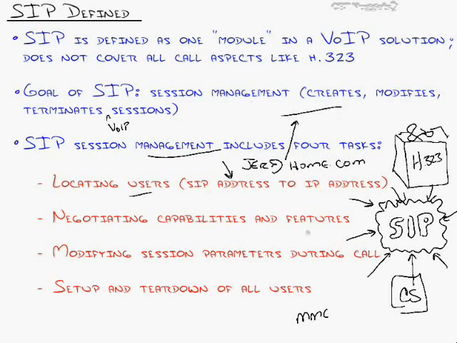It negotiates capabilities and features, very similar to H.245 of the H.323 protocol suite, so it still does feature negotiation. It can modify the parameters during a call, so you change audio codecs, you put somebody on hold, conference calls, those kinds of things. SIP can handle that. And it handles the setup and teardown of all users. So when you bring somebody into a call or end a call, SIP can handle that.